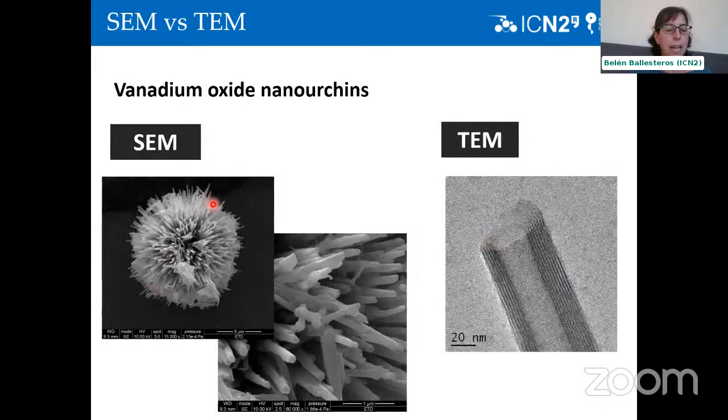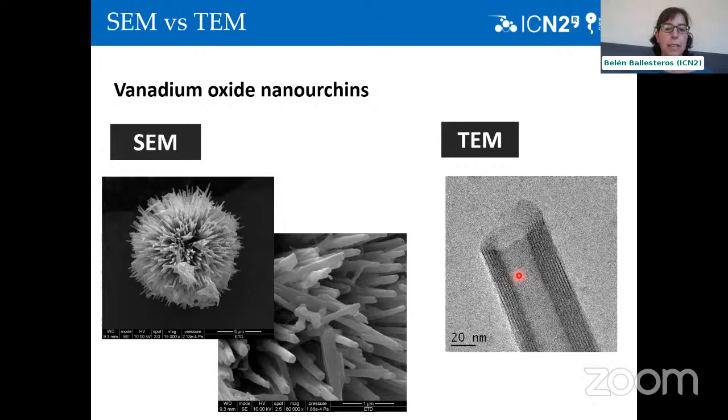Another example, these are vanadium oxide nanowires. This is how they look in the SEM. We see the shape, and then we can see all these filaments that are coming out, and they have a hole. I don't know if you can see it, but they all have a hole. But if you go to TEM, you can see even more. You can distinguish between the different layers and count them and see the size of the hole inside.